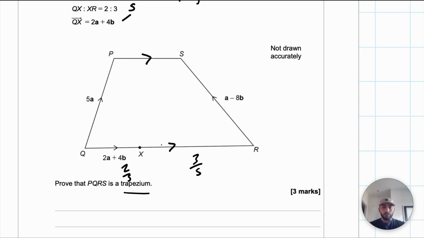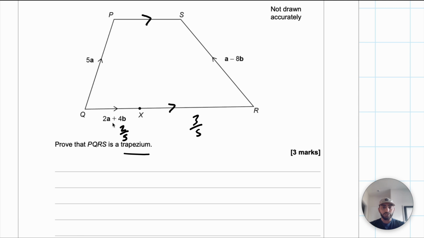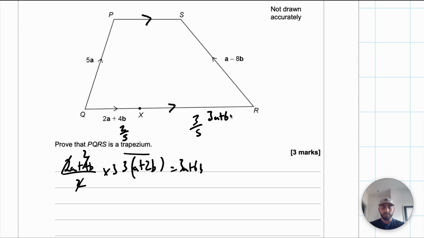How could we get the vector of QR first? I think that one would be easier. Because I know QX is only 2/5 of the line, I want to find what this 3/5 of the line is. So I'm going to divide by 2 and then multiply by 3. So 2a plus 4b divided by 2 and then multiplied by 3. So that will leave me with a plus 2b, multiplied by 3. So 3a plus 6b. This part of the line is 3a plus 6b.